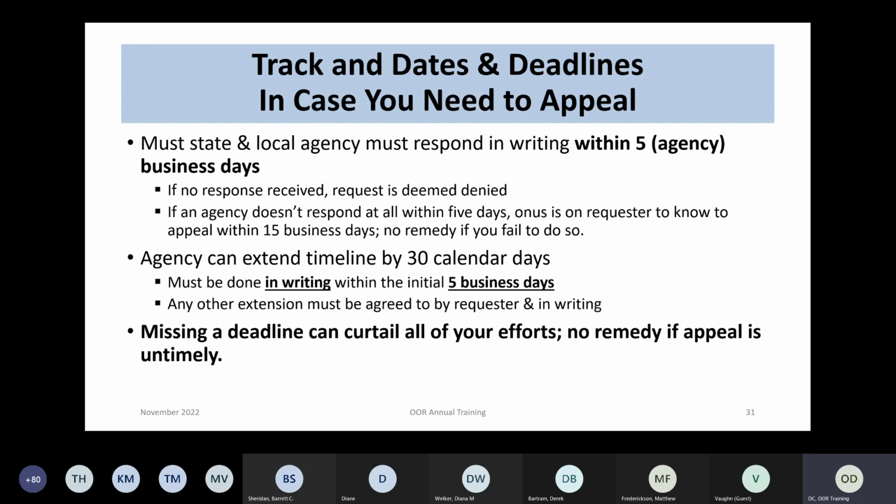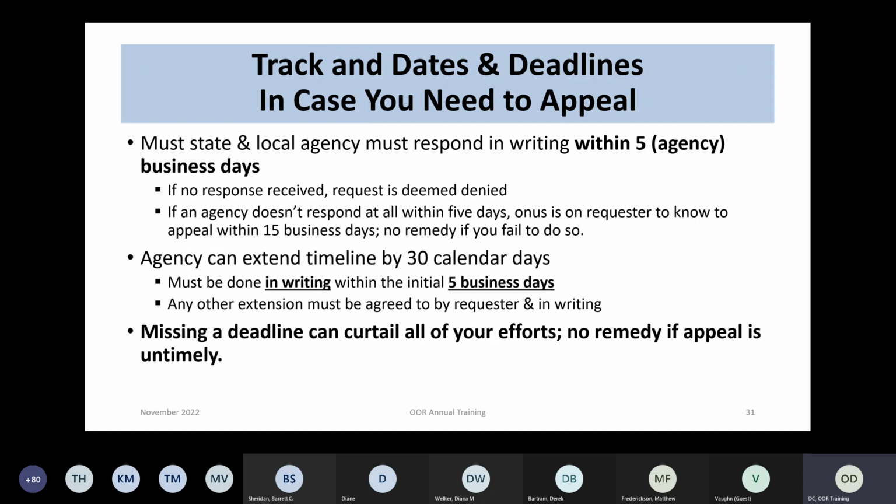Track dates and deadlines in case you need to appeal. The Right to Know Law is very brutal in terms of the dates are black and white. There's no, well, I forgot, or I was busy that day, or forgot to check my email. It's very black and white, and it is incumbent upon you, the requester, to keep track of dates. The agency is not going to do that for you. So you need to say, okay, this is when I sent the email. So let me start the clock.